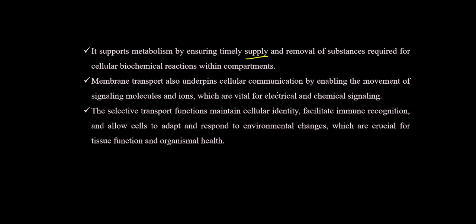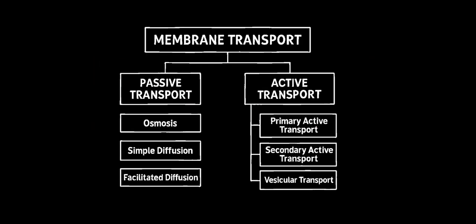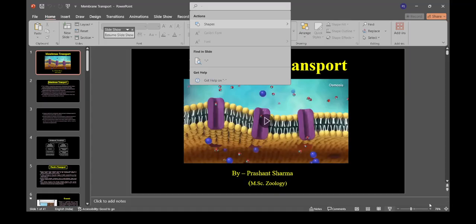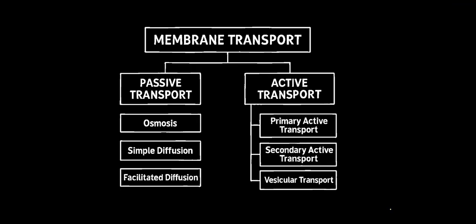Also, the selective transport function maintains the cellular identity, facilitates immune recognition, and allows the cell to adapt and respond to environmental changes. Now, the membrane transport is of two types. First is passive transport and second is active transport.